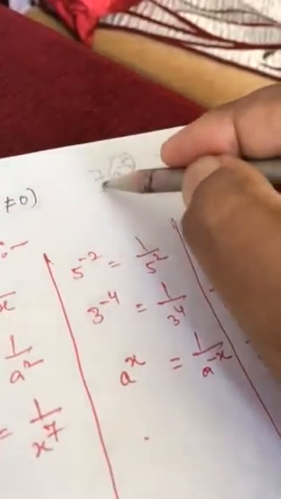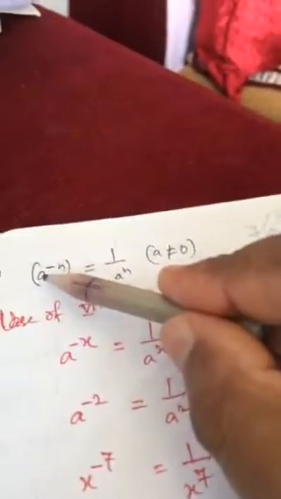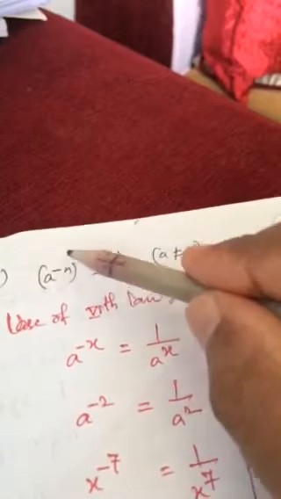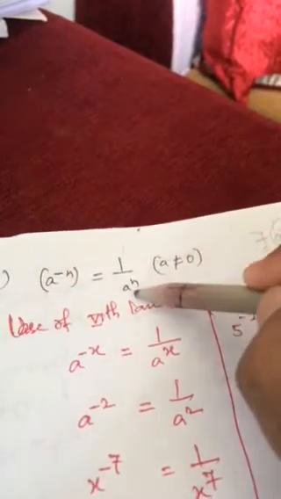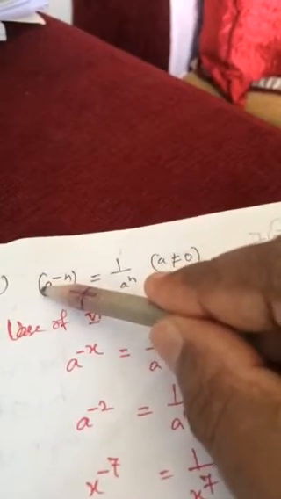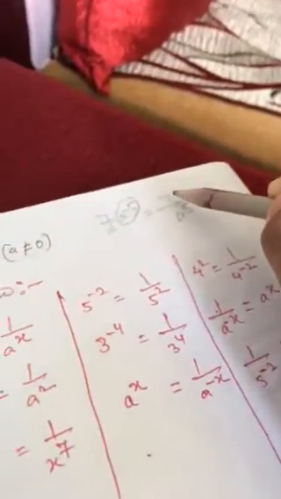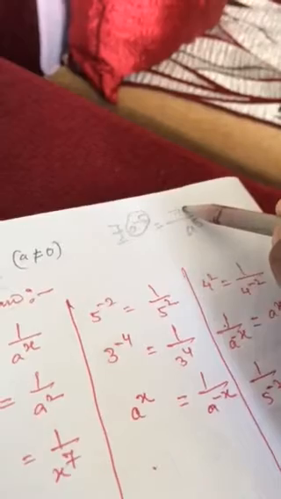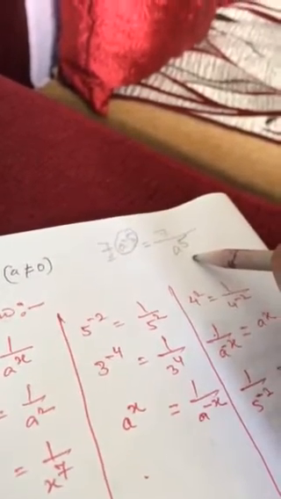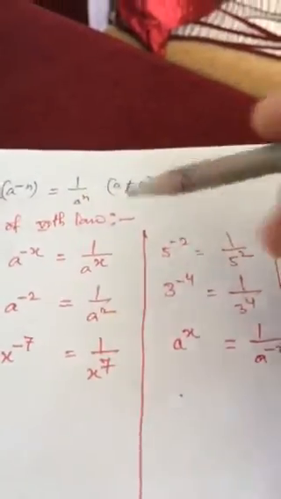Got my point? A negative 5, like you see here, 7. Here you see a negative value. A negative power of any base always goes as a positive power in the denominator, 1 by. The coefficient of this should go as the numerator. The coefficient here is 7, so the numerator will be 7, and this negative index will go as a positive index in the denominator.